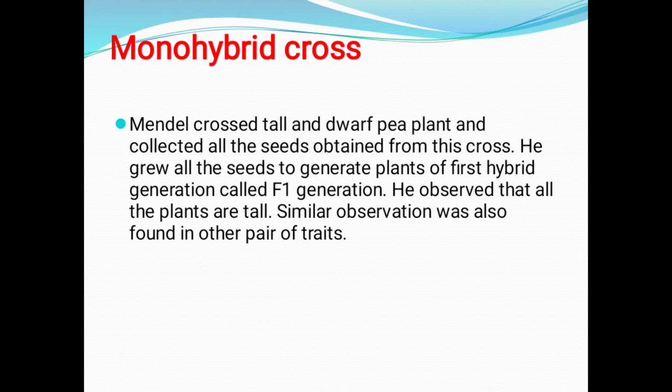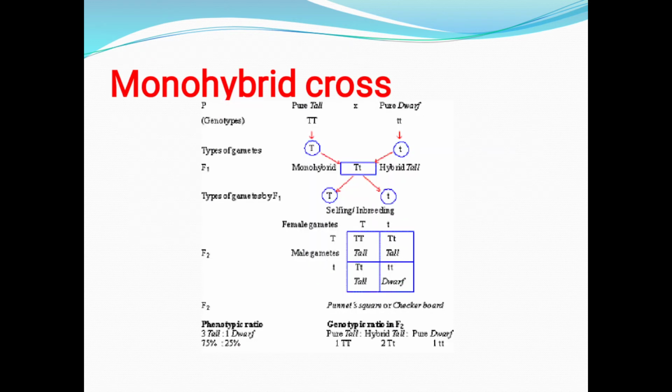The cross that he carried out is called monohybrid cross. Mendel crossed tall and dwarf pea plant and collected all seeds obtained from this cross. He grew all seeds to generate plants of first hybrid generation called F1 generation. He observed that the plants are tall. Similar observation was also found in other pairs of traits.